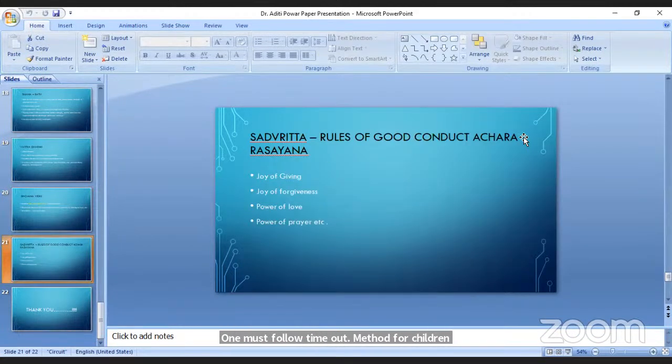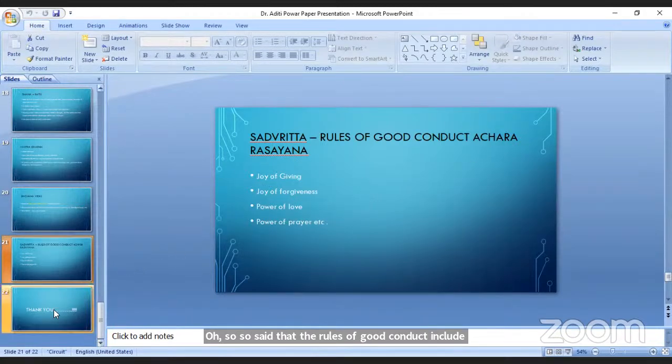Sadvritta, rules of good conduct, include joy of giving, joy of forgiving, power of love, and power of play. This is all told by the Acharyas.